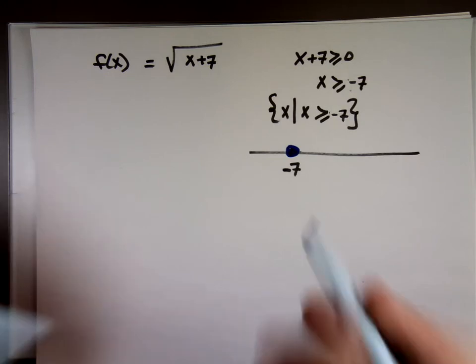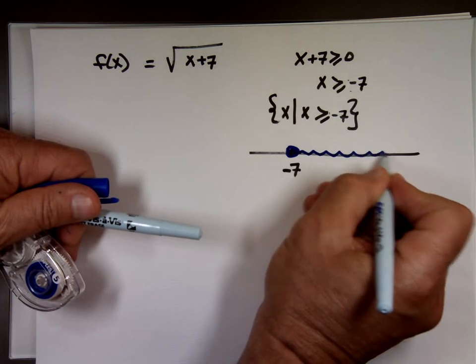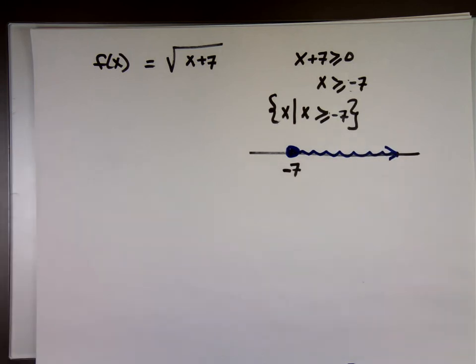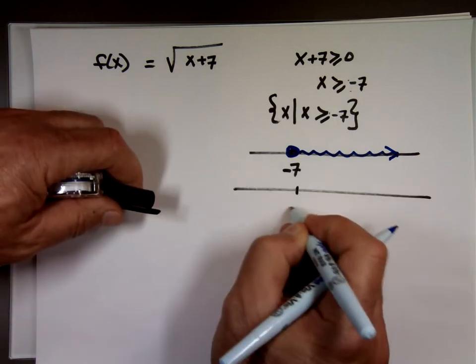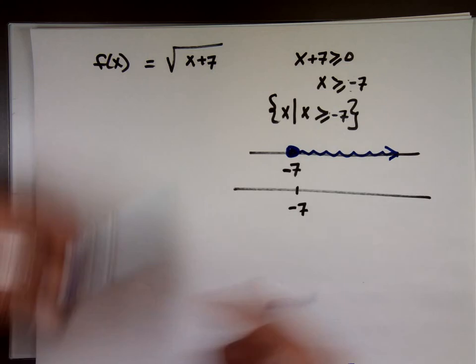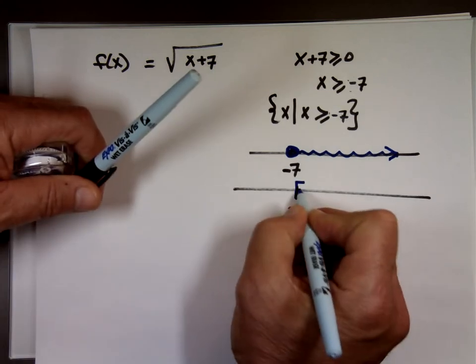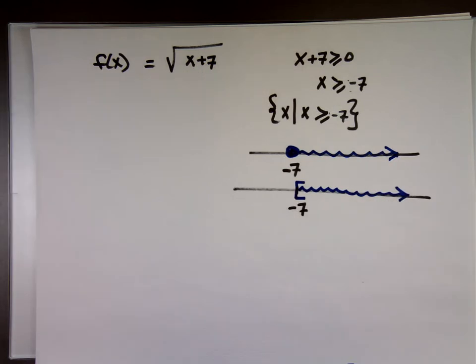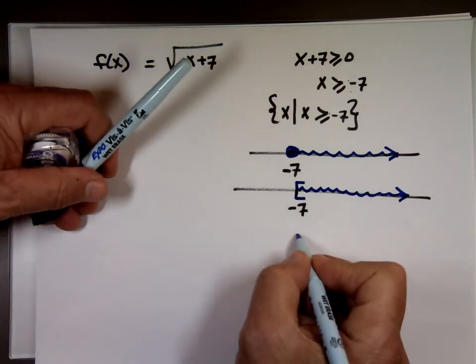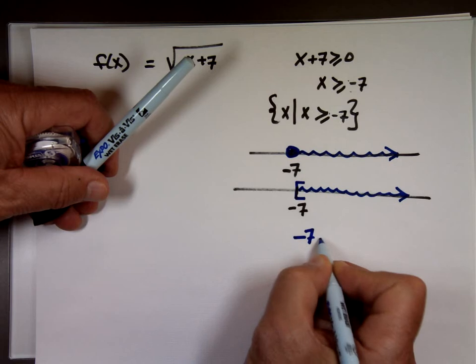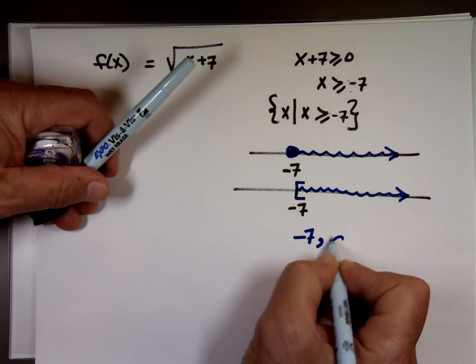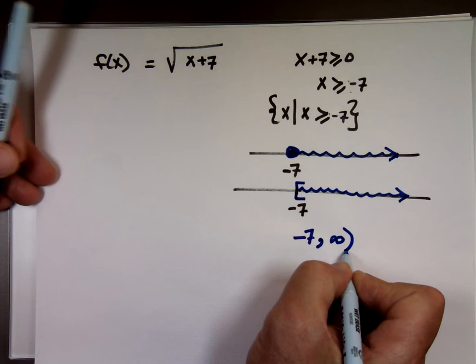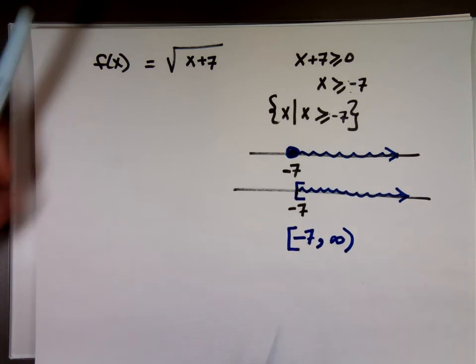So that's greater than or equal to -7, and you go to the right. And then you look, this is the -7, since that's included, we use square bracket to indicate that value is included. Parentheses means not included. Square bracket is included. In interval notation, it is from where to where? From -7 all the way to infinity. Infinity is not included. -7 is included.